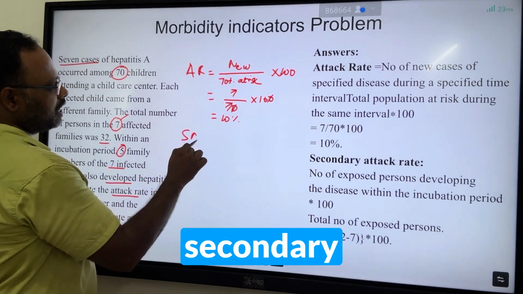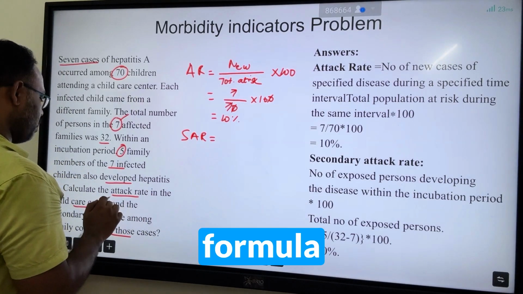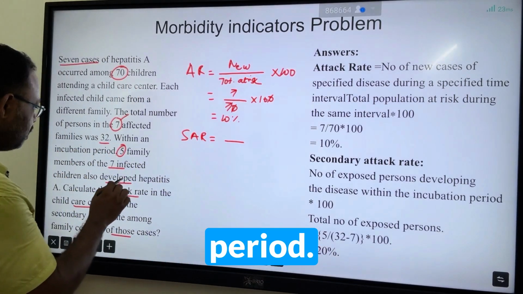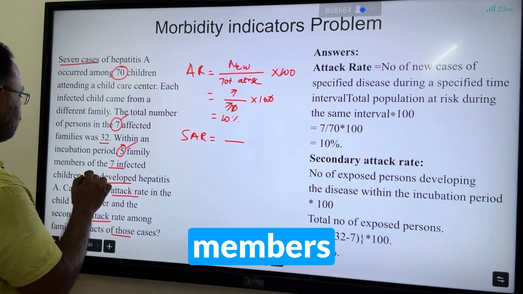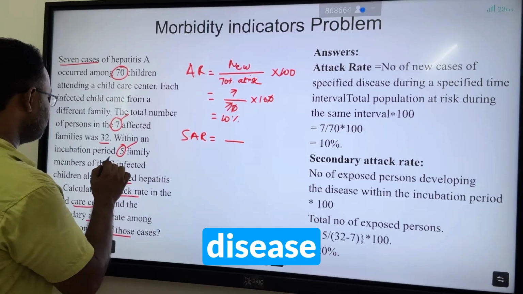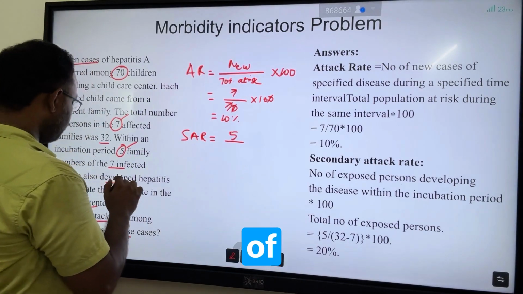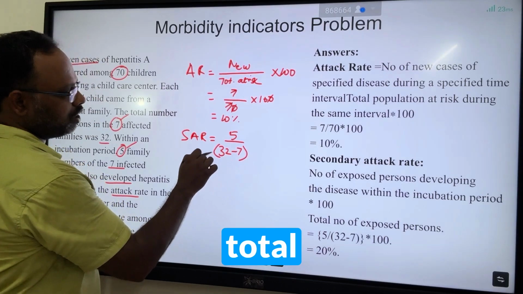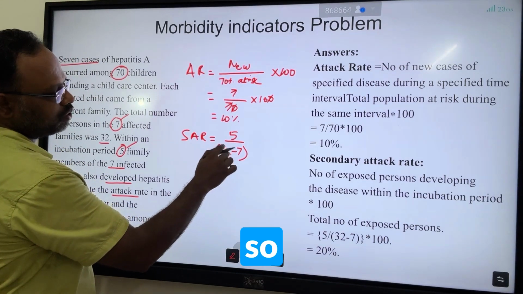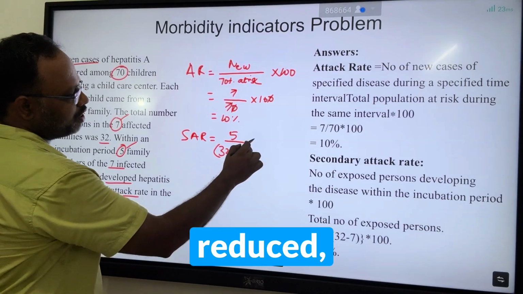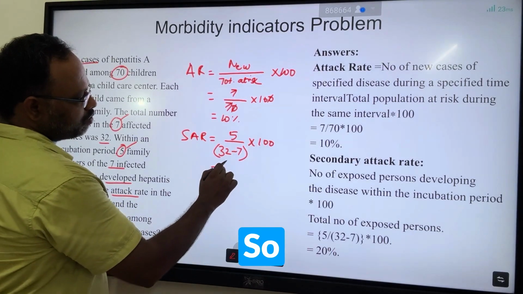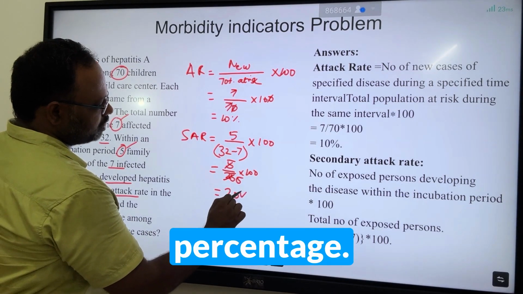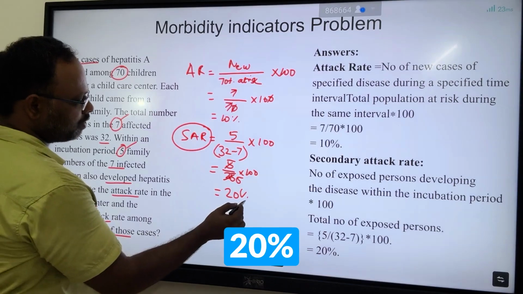Next we calculate the secondary attack rate, which is given by the formula: number of persons exposed developing the disease within one incubation period. So here they have given 5 family members have developed disease within one incubation period. Out of the 32 minus 7, because out of the total 32 members, 7 have already got the disease, so they are not at risk, so that needs to be reduced, multiplied by 100. So 5 divided by 25 into 100 yields 20%. So the secondary attack rate is 20%.